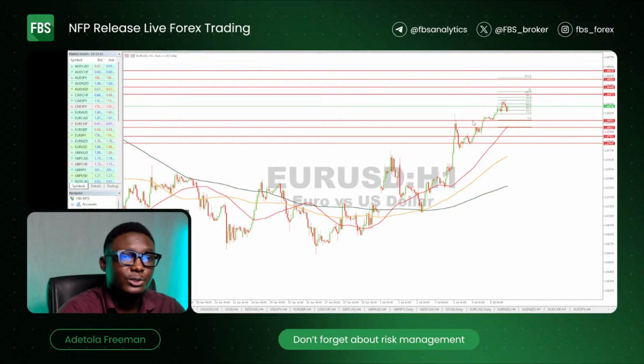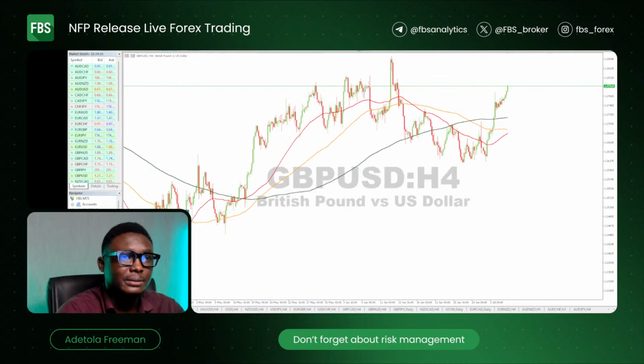Then the sell stop is at 1.08091. Sell TP1 is at 1.08017. Sell TP2 is at 1.07921. Sell TP3 is at 1.07847. So that's for EUR/USD.